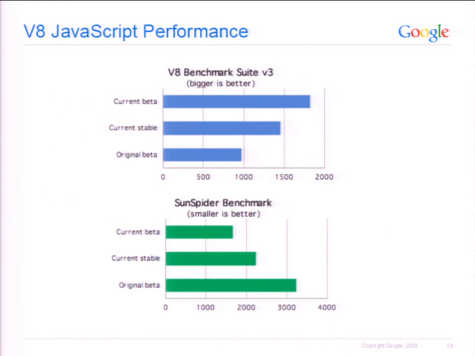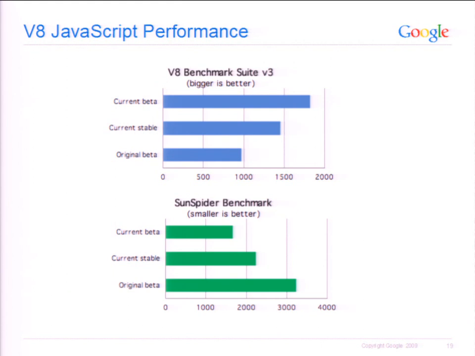Anyways, here's the JavaScript performance compared to ourselves over the last half year. We have the original beta, which came out in September last year. The final version came out in December, and the current beta 2.0 came out a few weeks ago. We have two sets of benchmarks. There's SunSpider, which is used a lot by other browser vendors.